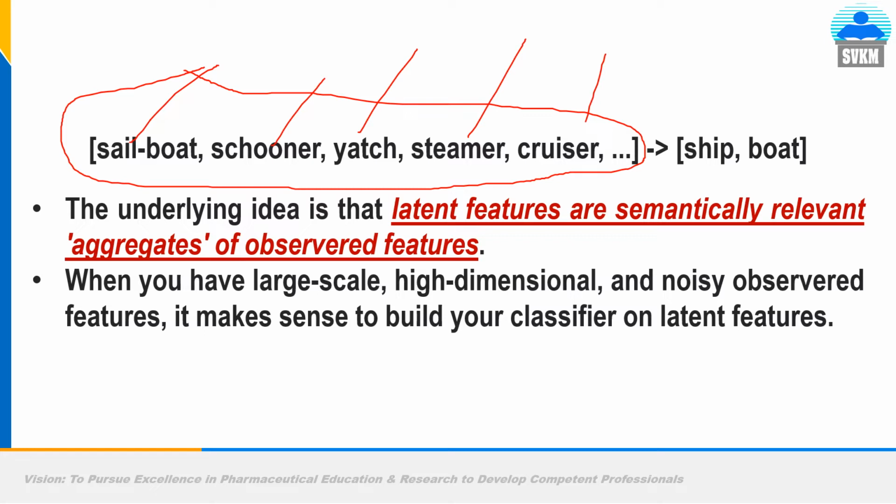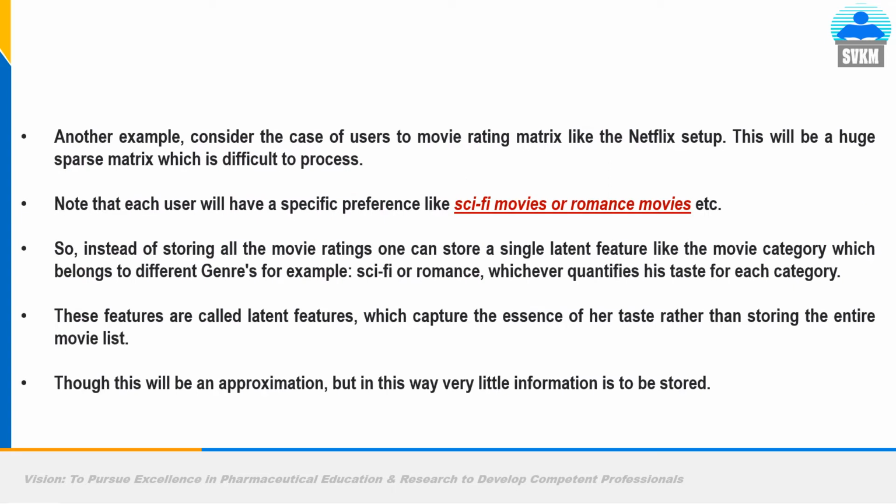The underlying idea is that latent features are semantically relevant aggregates of observed features. When you have large scale, high dimensional and noisy observed features, it makes sense to build your classifier on latent features. So these are latent vectors having some similar items put together.